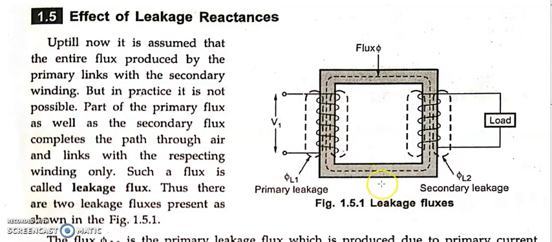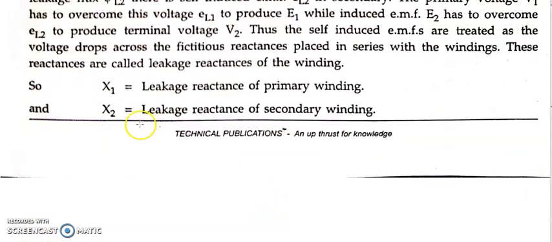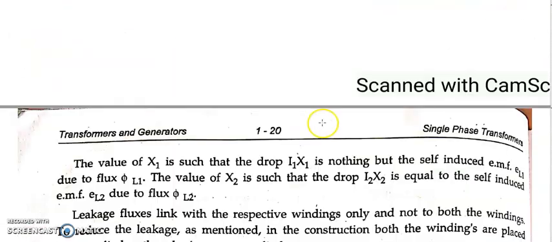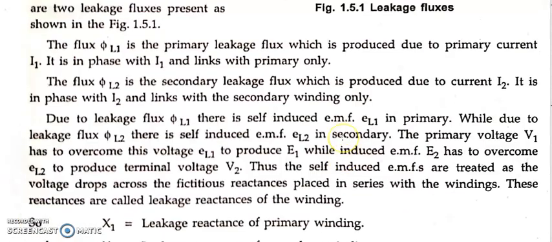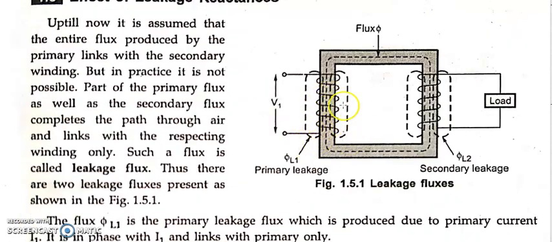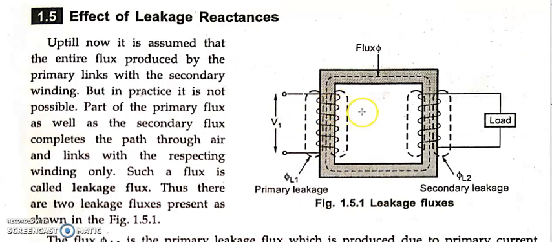Along with the drops I1 R1 and I2 R2, we have drops of I1 X1 as well as I2 X2. Here X1 is the leakage reactance of the primary winding, whereas X2 is the leakage reactance of the secondary winding. So you can write EL1 equal to I1 into X1, whereas EL2 is equal to I2 into X2. So how do we reduce the leakage flux then? Leakage flux is not contributing to supplying the power.